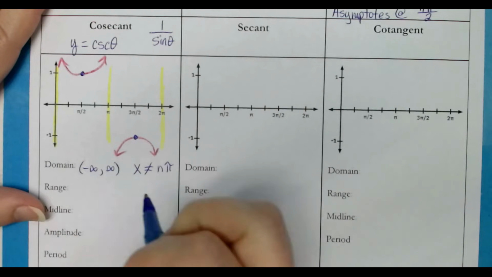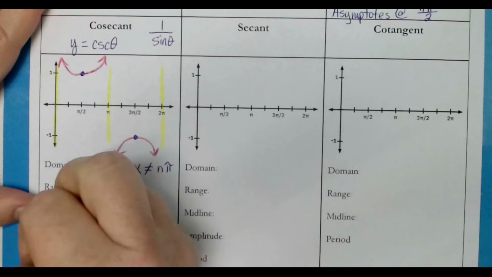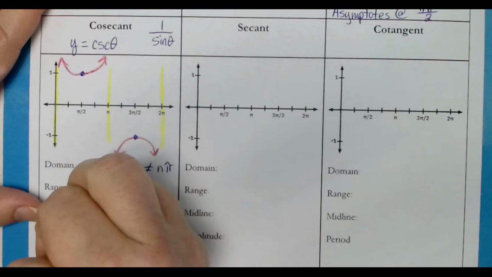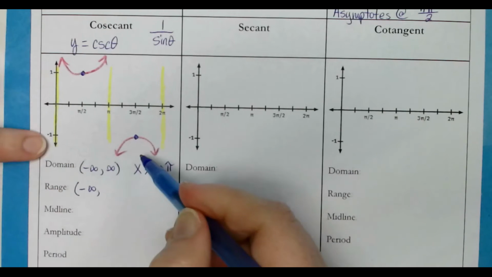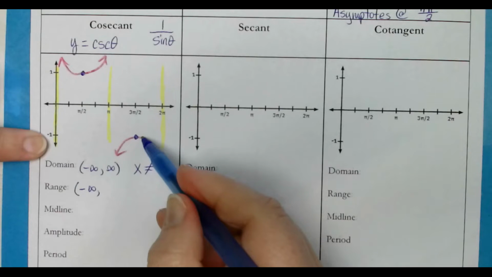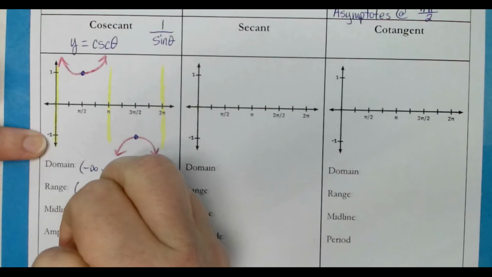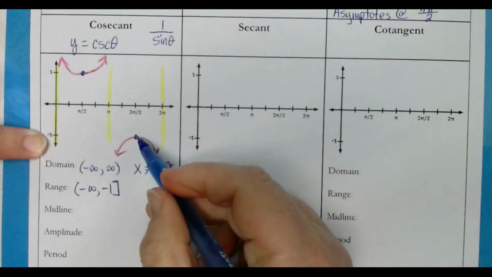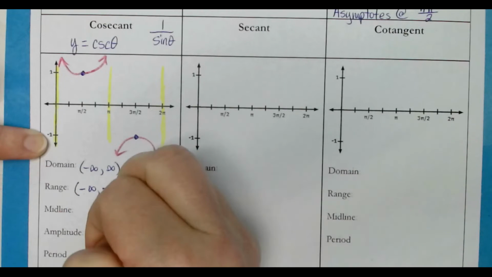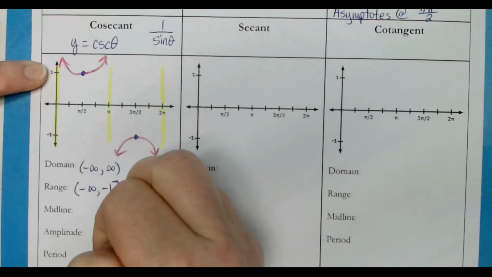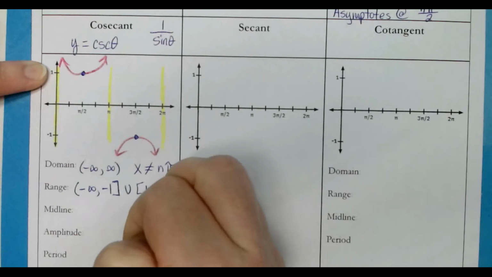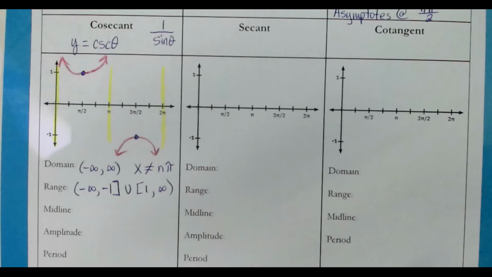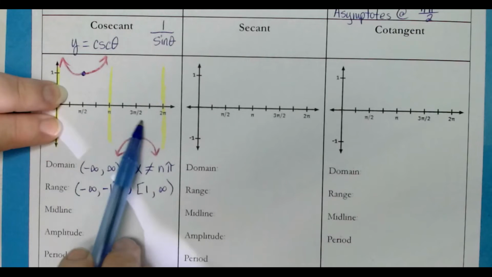My range is rather peculiar. It's similar to our rational functions where there's a gap in the middle. So I'm going from negative infinity up to negative 1. There is a bracket at negative 1 because we're right on the curve. Then we're going to have a U shape, and we're going to go from positive 1 to infinity. So we got that gap in the middle right here where the curve does not exist.